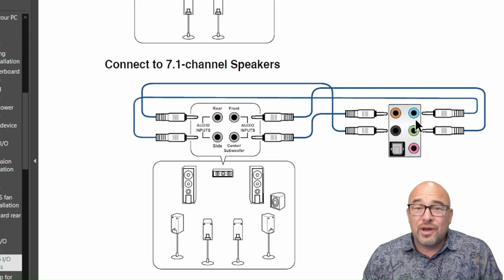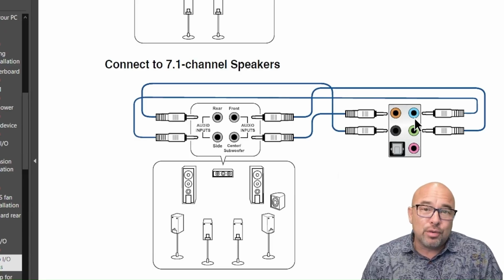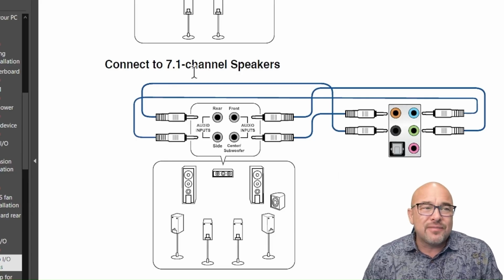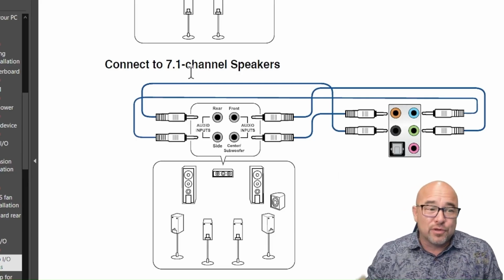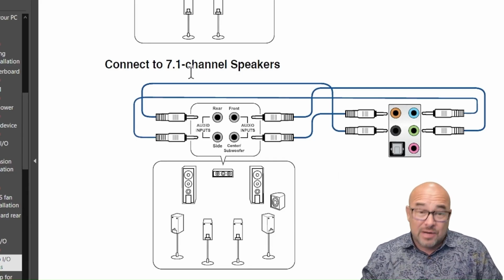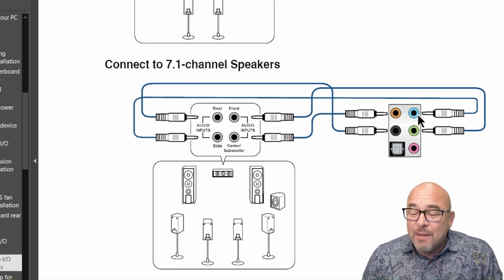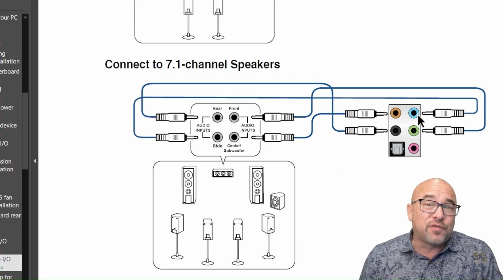Now, it is worth noting here, by the way, that this little blue connector right here, it's being used as an out, but that's only in 7.1 channel speakers, okay, with that full surround sound, front, rear, side, subwoofer, with the whole works, okay? Otherwise, if it's not being used for an out, then it can actually be used for an input.